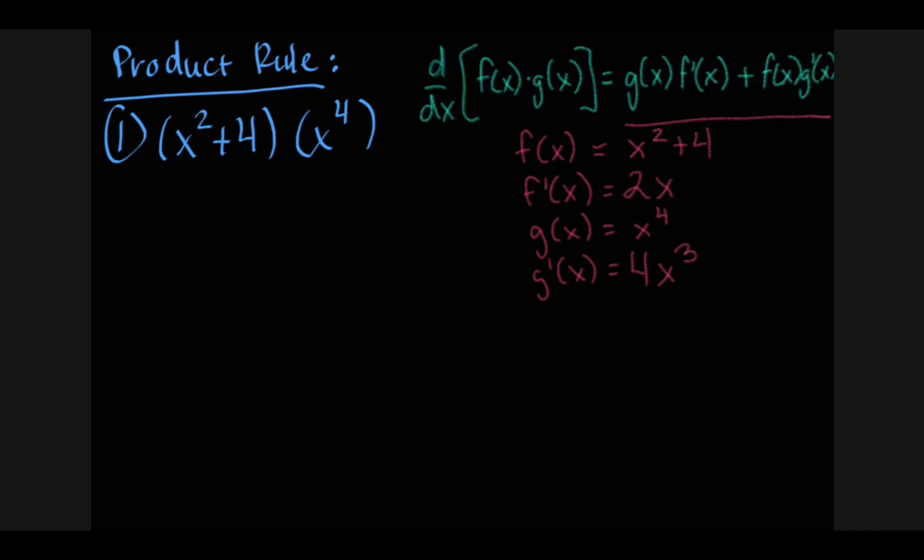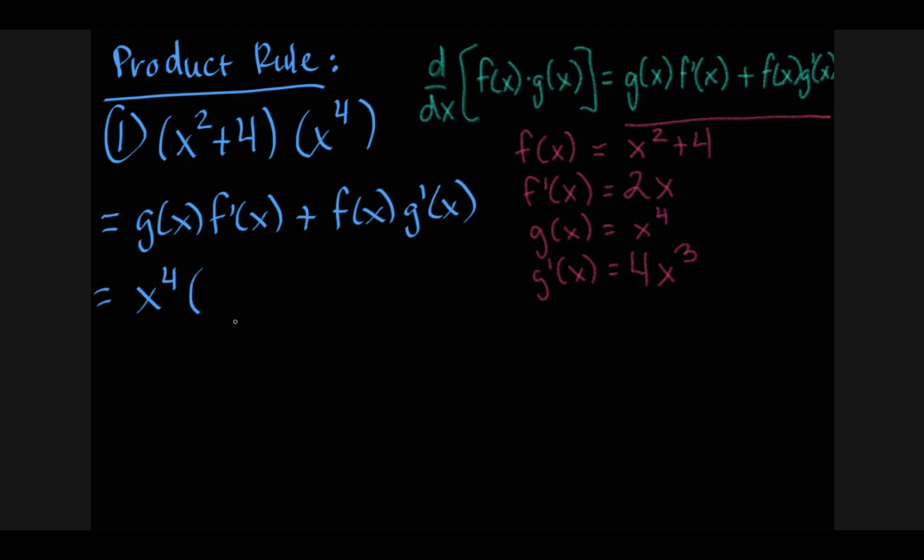Now we have all the sections and the pieces to our product rule. Next, we go ahead and put it into the function here. And to take the derivative of this, we need to put g of x times f prime of x plus f of x times g prime of x. Well, g of x we have right there, x to the 4th. F prime of x is 2x. F of x is x squared plus 4. And finally, g prime of x is 4x cubed.